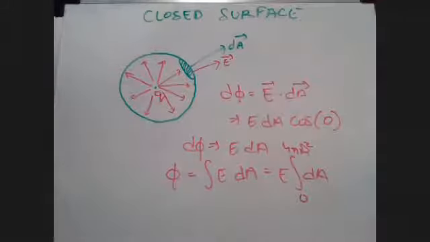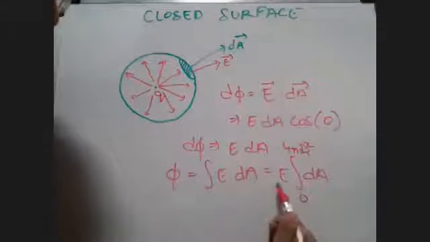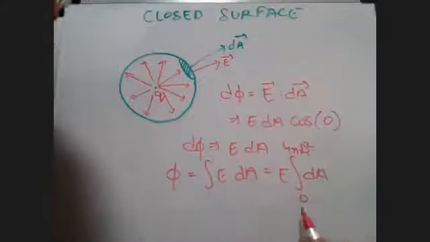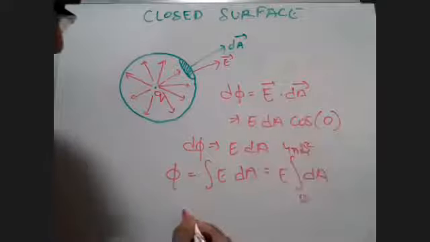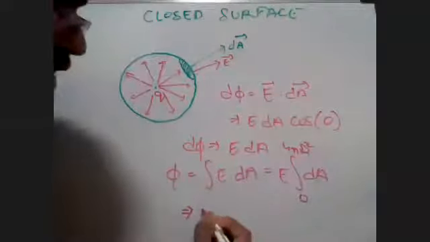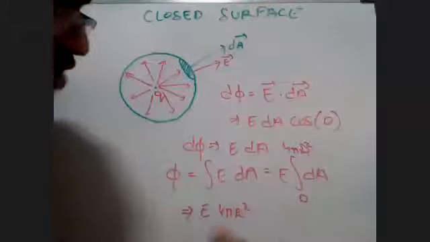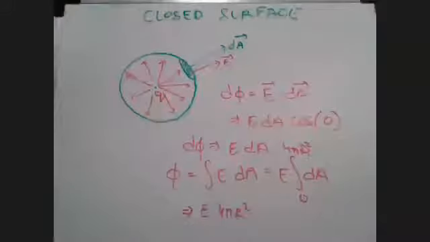Understood? You all got it? Okay, great, I'm happy. So we are going to get E dA with limits from 0 to 4 pi r square, and that will give us E times 4 pi r square. But what is E? No one told me what is E.